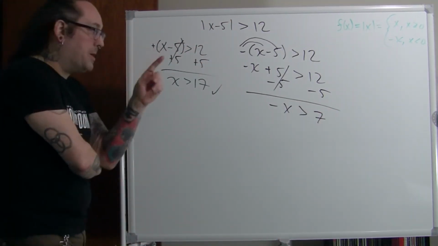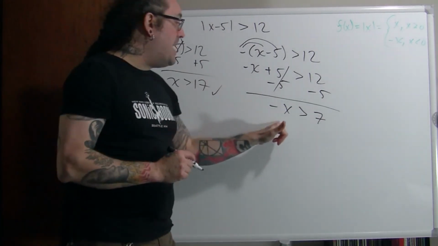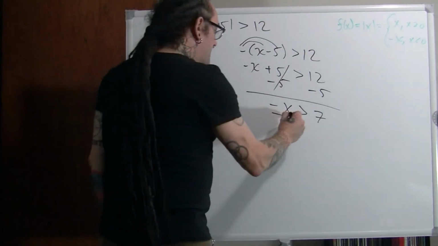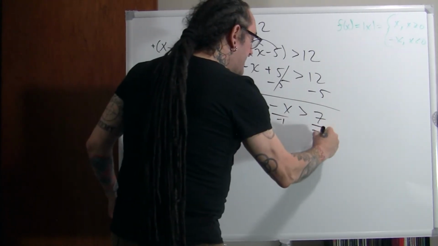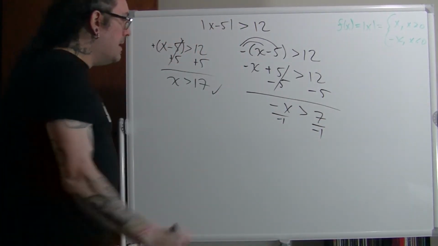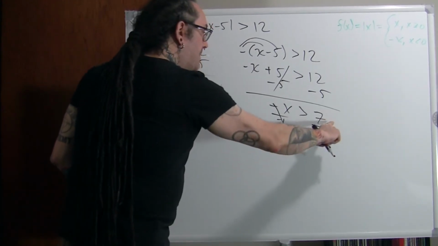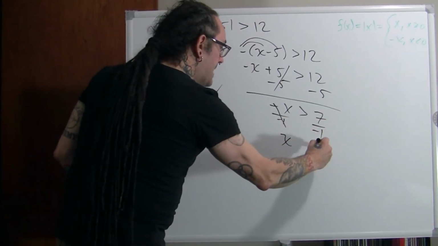And I'm left with minus x is greater than 12 minus 5, which is 7. This is the crucial part. I need to divide both sides by minus 1. Divide by minus 1, divide by minus 1. These minus signs will cancel, giving me x. And 7 divided by minus 1 is minus 7.